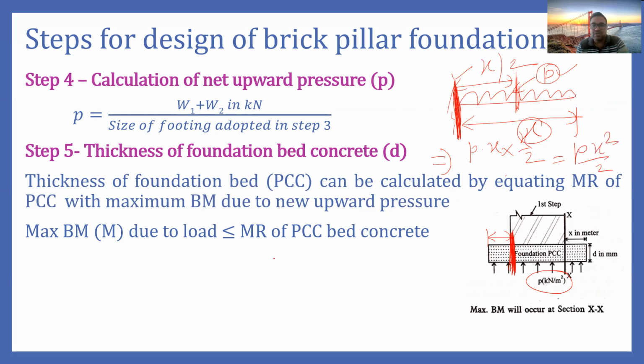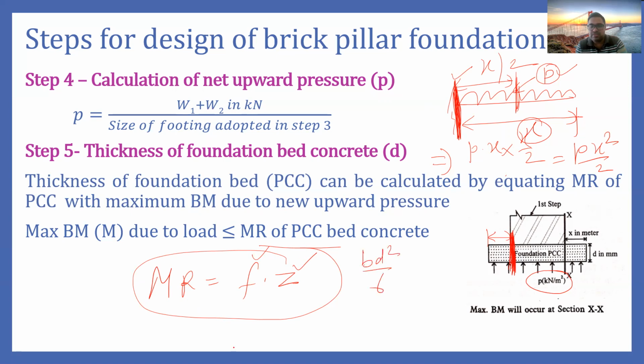So similarly, what is the moment of resistance for PCC bed? From the bending equation, we know that moment of resistance can be calculated as F into Z. We know that this is the formula as per the bending equation, F into Z. F is the bending stress, the maximum bending stress it can take, and Z is the section modulus. Here the section modulus will be BD square by 6.